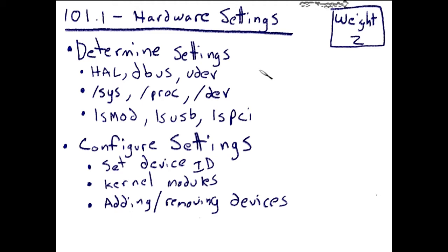So anyway, basically we have 2 sections. We're going to talk about how we determine settings on hardware, and then how we configure settings for hardware. We're going to talk about HAL, which is not the robot from Space Odyssey, although that's cool. We're going to talk about dbus and udev, the Sys Directory, the Proc Directory, the Dev Directory, LSMod, LSUSB, LSPCI. Have you fallen asleep on me yet? Because we're not quite done.